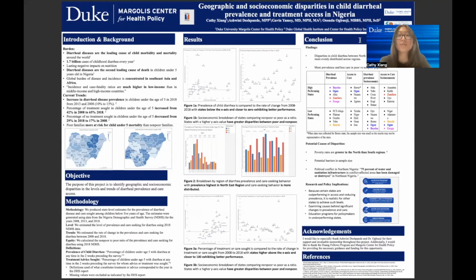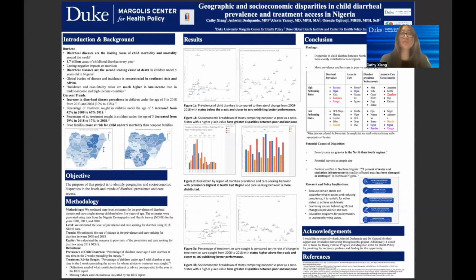Specifically in Nigeria, which is classified as high burden for child diarrhea, it's the second leading cause of death in children under 5. And as of 2018, there is an increase in child diarrhea from 10% to 13% from 2008 to 2018. This is particularly interesting to note because if you look at the heat map over here, a lot of the prevalence is heavily concentrated in northern Nigeria.